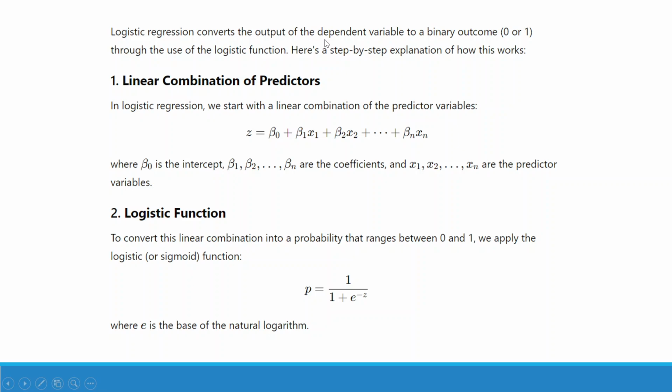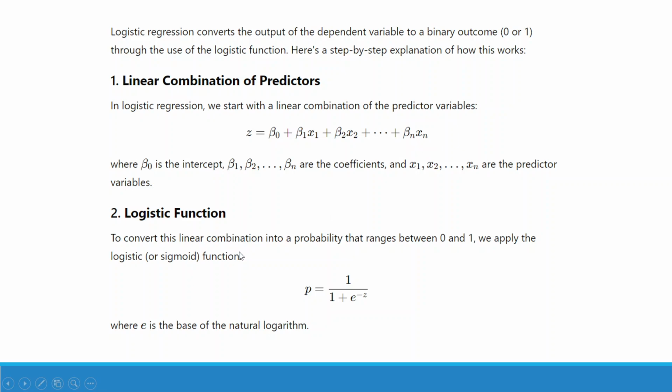Logistic regression converts the output of the dependent variable to a binary outcome 0 or 1 through the use of the logistic function. Let's see how it does. So in logistic regression, we start with the linear combination of the predictor variables: z is equal to beta 0, the intercept, plus beta 1 x1 plus beta 2 x2, and the last term is beta n xn.